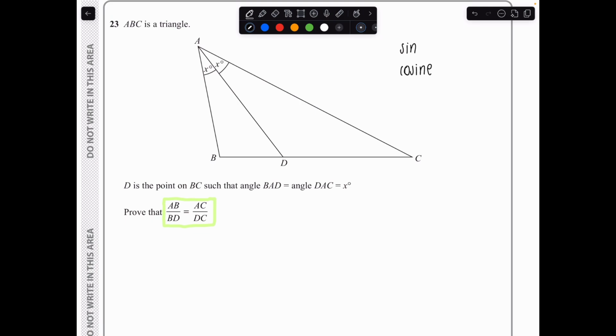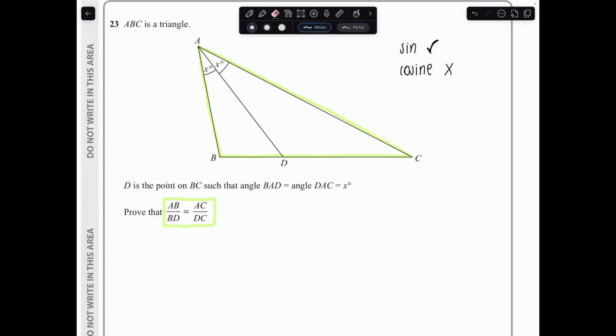Now, does the cosine rule have any fractions? It doesn't. So the cosine rule doesn't seem quite right, but does the sine rule have fractions? And it does. So let's have a go at thinking about the sine rule now. So how does the sine rule help us here? One way to think about it is AB is this side here, BD is this side here, AC is this side here, and DC is this side here.